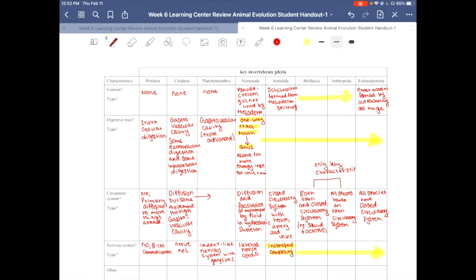The digestive system has the most complex one in the Nematoda. So we see a one-way tract from mouth to anus, and the phyla after that also have the one-way tracts. And for the nervous system, it is the Annelida. And the coelom is a little bit different because we have the Mollusca and the Arthropoda. Oh, let me highlight that too. So we have the mesoderm splitting to form the coelom. However, the Echinodermata is a little bit different.